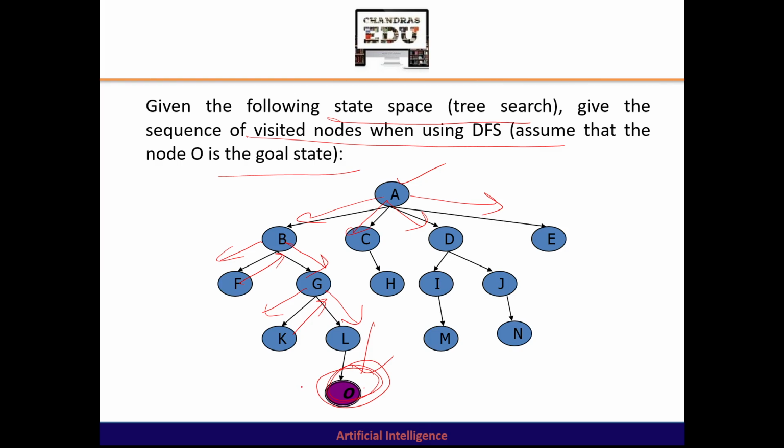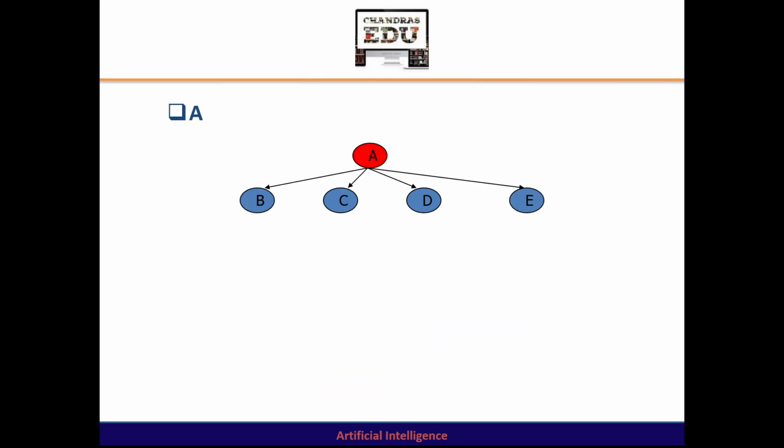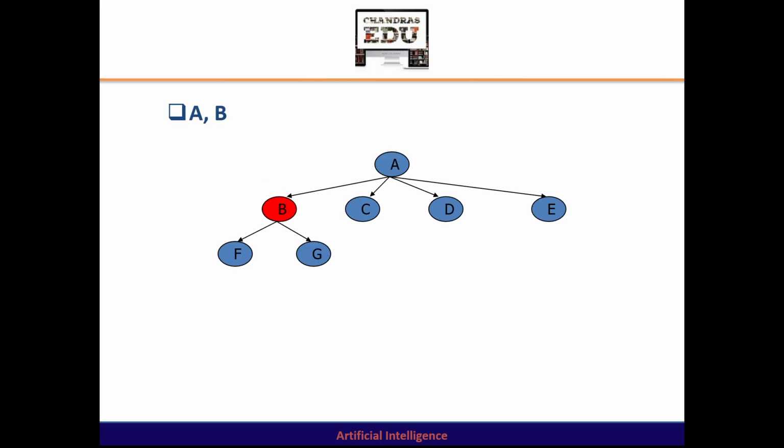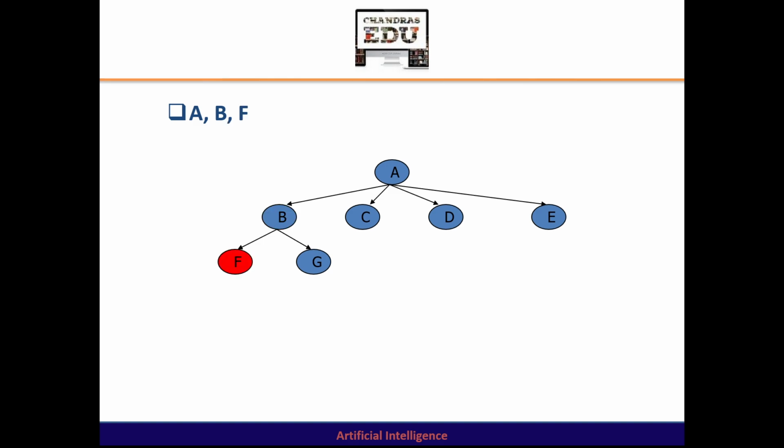We will see how it is exploring, just as we have discussed. So A is what we explore first. Next we are going to B. Next we'll see F. Up to F, it has come along one path. So this is nothing but one path.